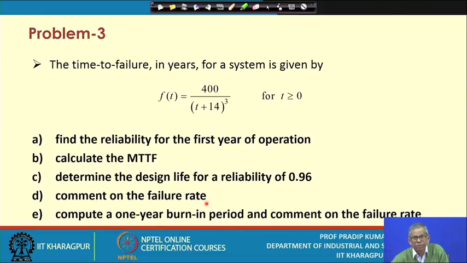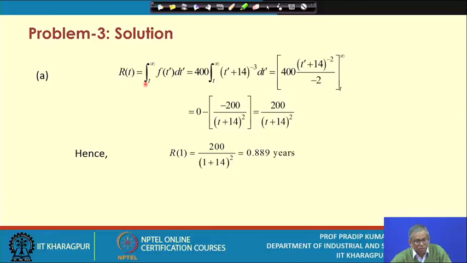Comment means you have to interpret the value of the failure rate. Compute a 1-year burn-in period and comment on the failure rate. Is it okay? So these are the 5 questions you have.